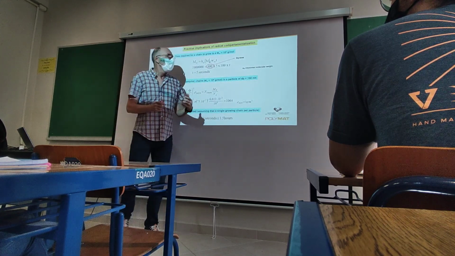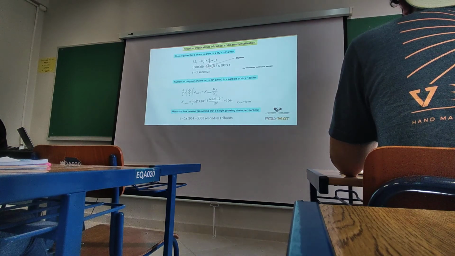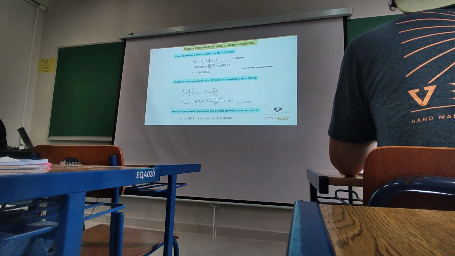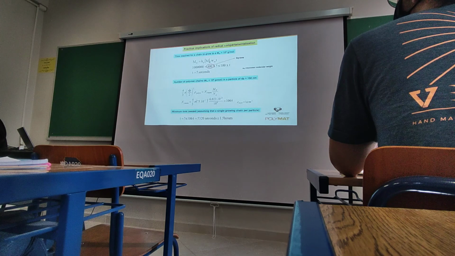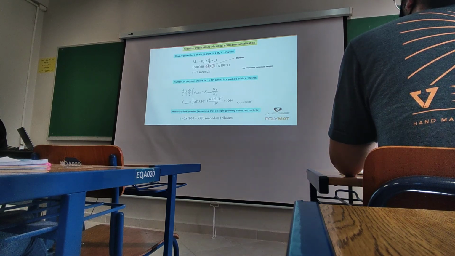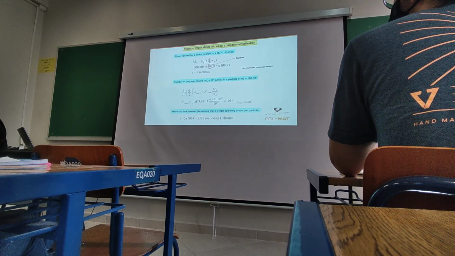Okay, so now the calculation that we do there is, how much time do I need to create a polymer particle of polystyrene of 150 nanometers? So if this is 150 nanometers, how much time do I need to create a polymer particle? So what we do is we calculate how many chains of 1 million enter here. So we are calculating the time that we need to produce a polymer particle of 150 nanometers with all the chains of 1 million.